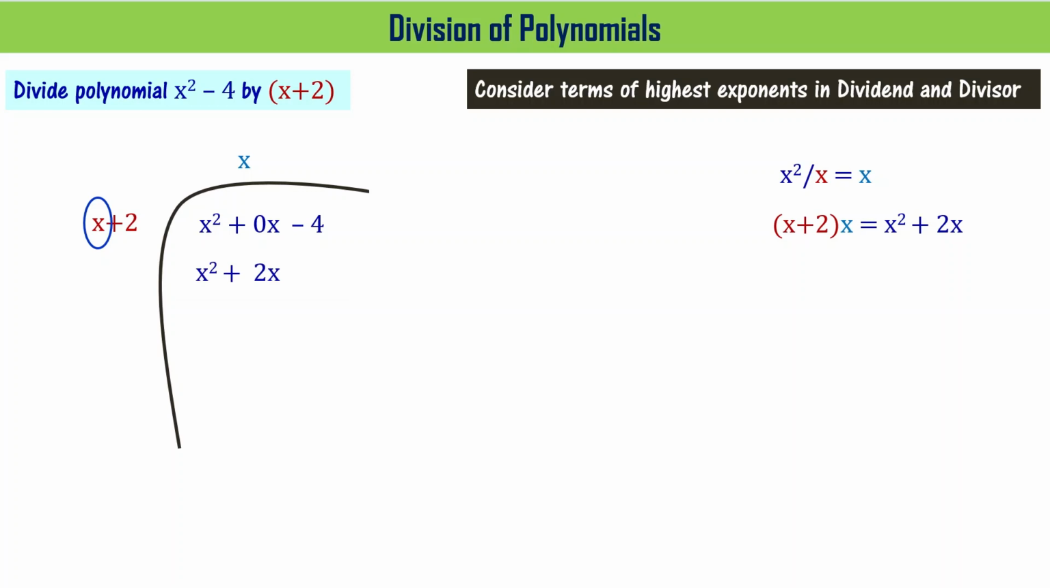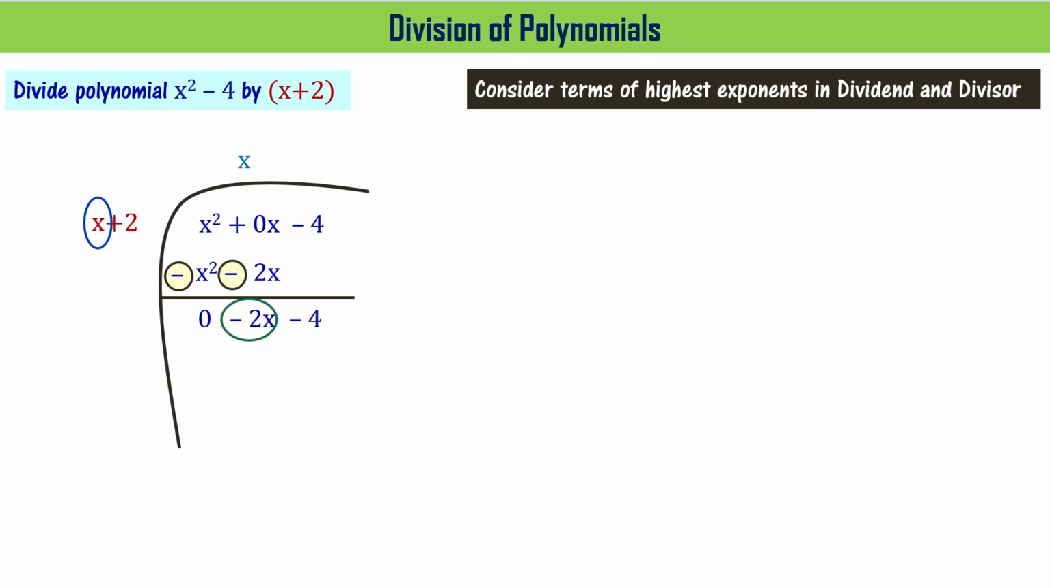When you want to subtract, we simply change the sign of terms in the expression below and sum them. When you sum, you get minus 2x as the answer, right? Bring down minus 4 so that the expression we have now is minus 2x minus 4, right? If you observe, minus 2x has got the highest exponent. It means we have to divide minus 2x with x so that you get minus 2 as the answer.